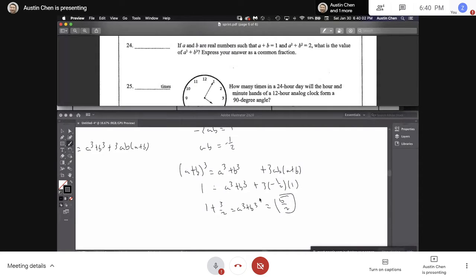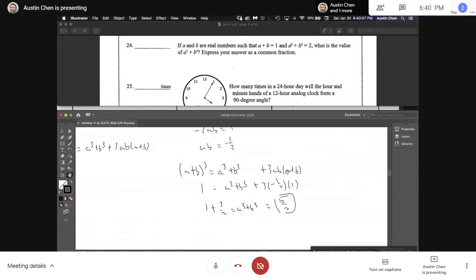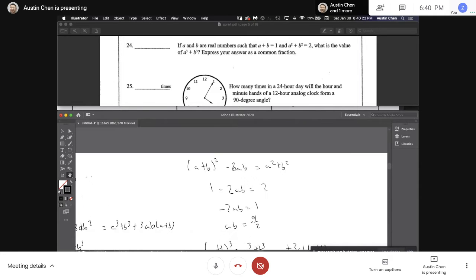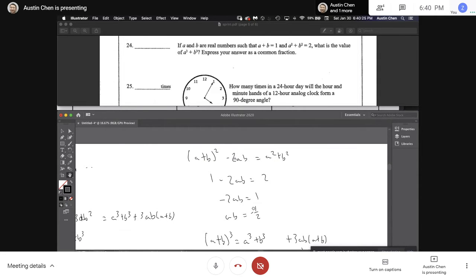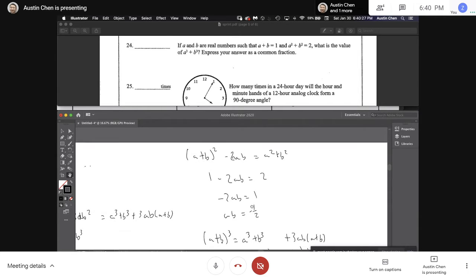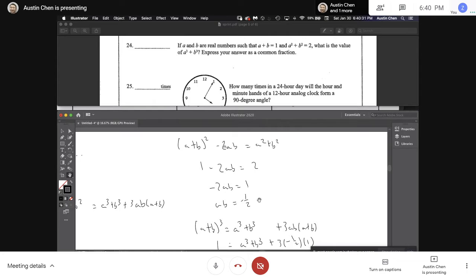Anything you want to say there, Bo? Right, like Austin said, this is something that comes up a lot. Just know that you can square or cube them. All you really have to do is square and cube the a plus b, and then just work with it.